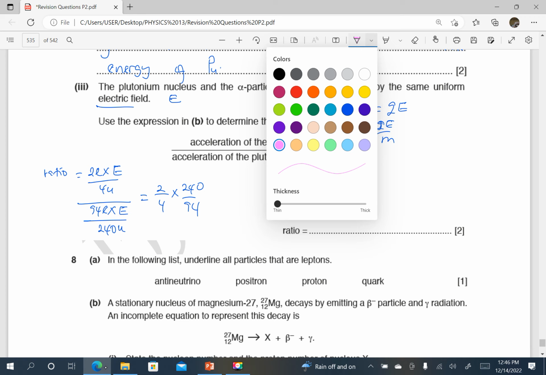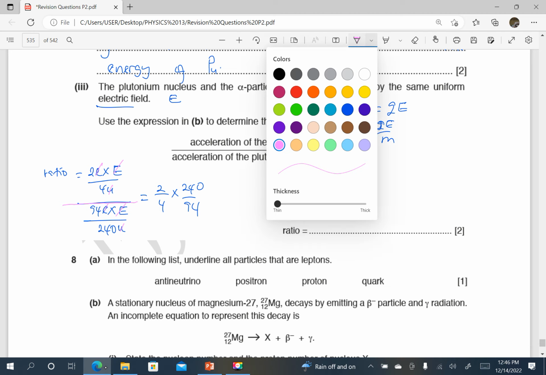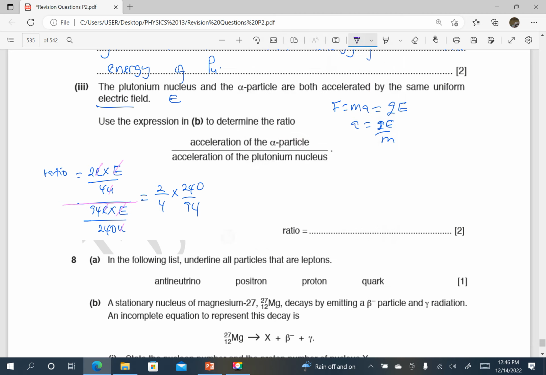Note that when I divide, I have cancelled E, I have cancelled u, I have cancelled small e, then I remained with that one in the numerator divided by the one at the bottom, so that I get that ratio. When I press my calculator, this is giving me 1.3 as the ratio.